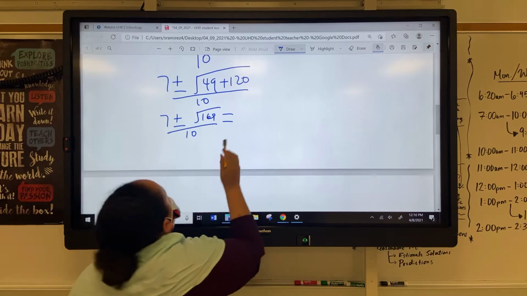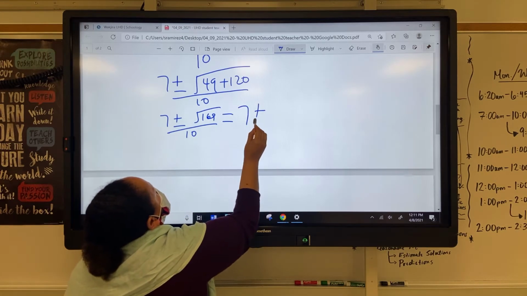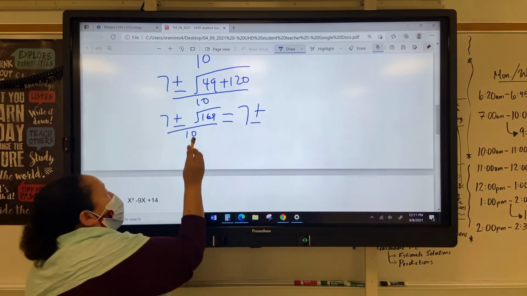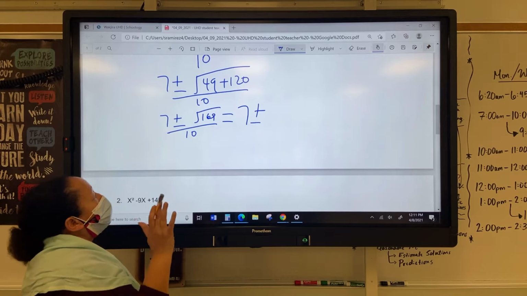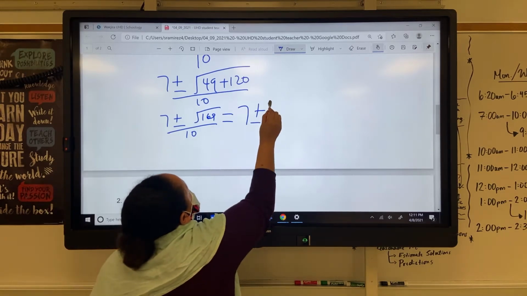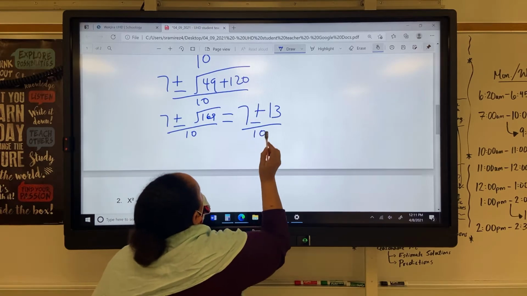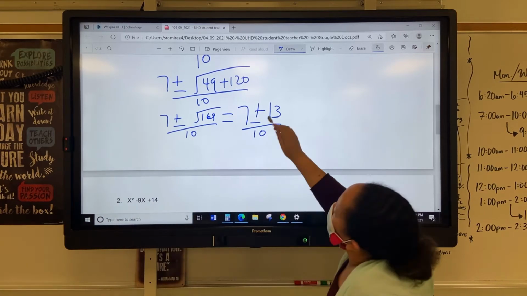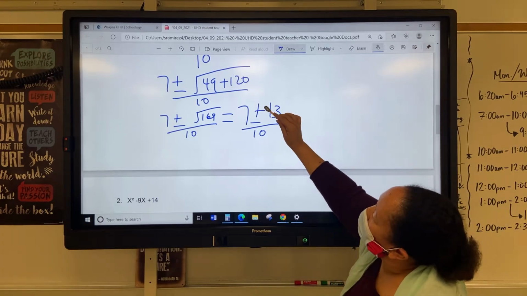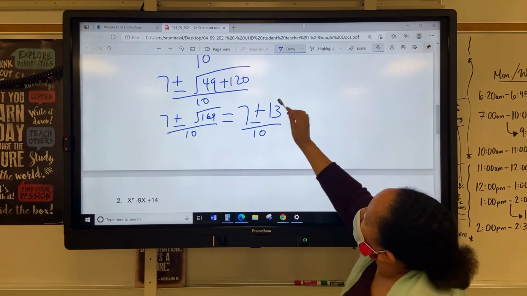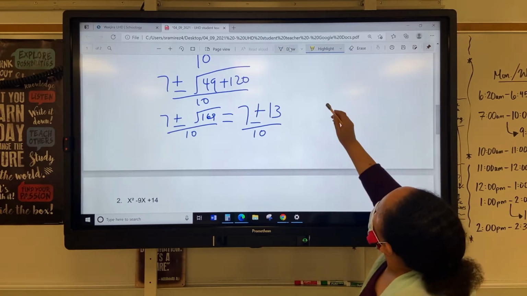Equals 7 plus or minus the square root of 169. When you take it out of the square root, if you use your calculator, it will become 13. Then over 10. After this, you have to do the top part 2 times, because we have plus and minus: 7 plus 13, 7 minus 13. That's how we can do it.